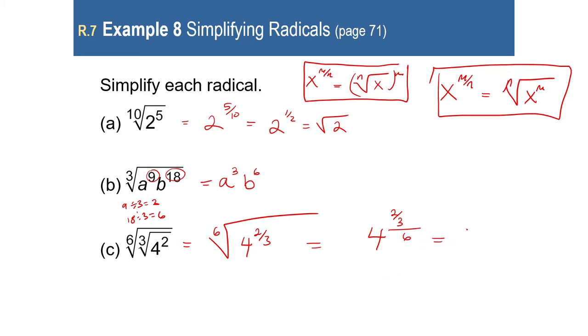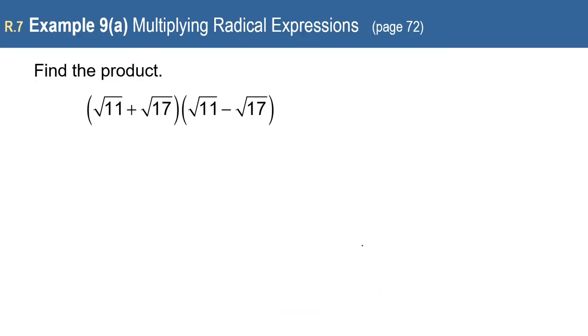Now I can rewrite this as 4 raised to the 2/3 times 1 over 6 by multiplying by the reciprocal. And this is 4 raised to the 2/3 times 6, which simplifies to 2/18. We can simplify the 2/18 to 1/9, and we could rewrite this as a radical as the 9th root of 4.